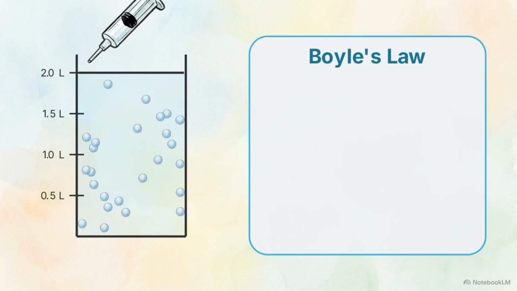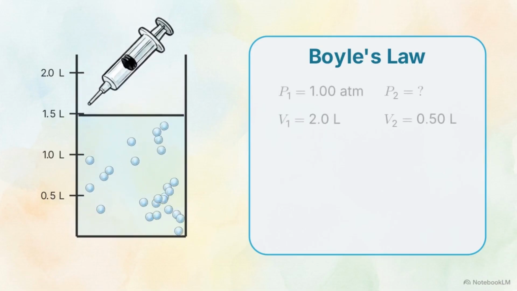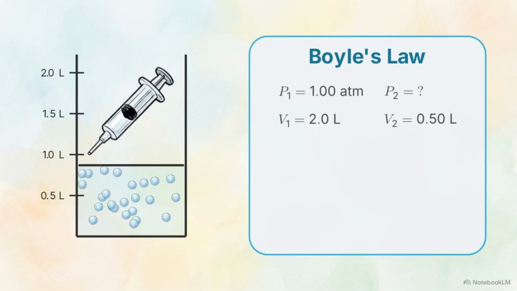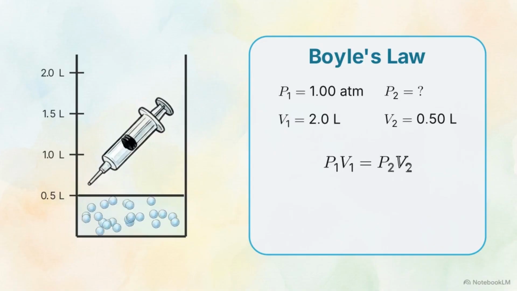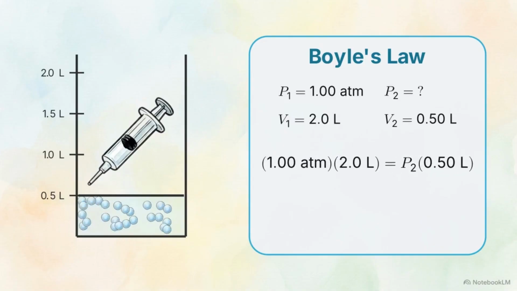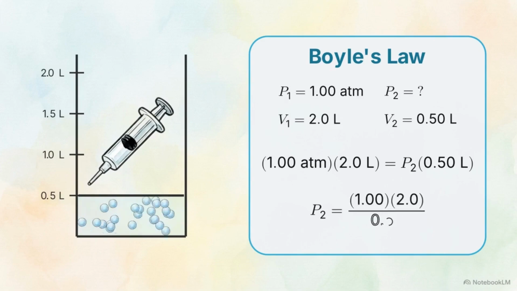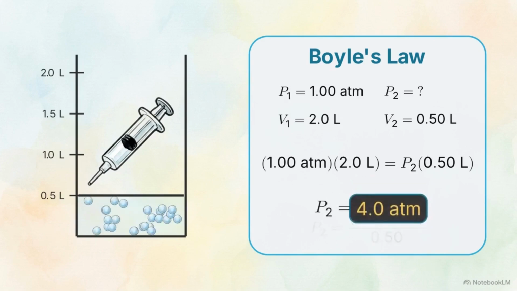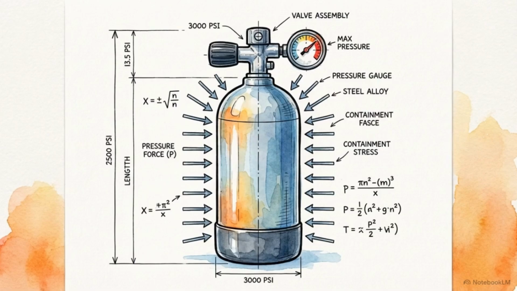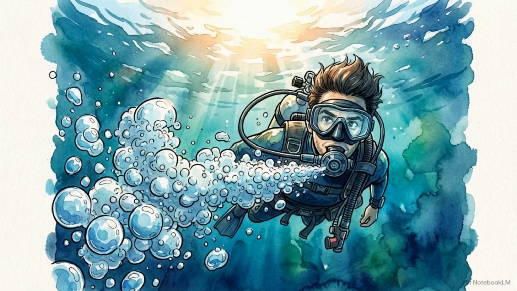Let's calculate. 2.0 liters at 1.00 atmosphere is compressed to 0.50 liters. Using P1V1 equals P2V2, we plug in our values, divide by 0.50, and reveal a final pressure of 4.0 atmospheres. This formula allows us to predict exactly how pressure will increase whenever gas is forced into a smaller container, which is vital for designing safe pressurized systems.